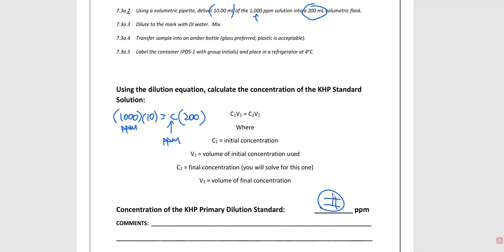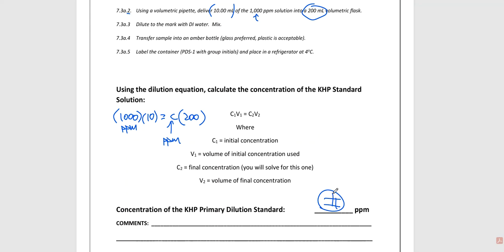If it was 1,000 molarity, my answer is in molarity. If it was 1,000 normality, my answer would be in normality. If it was 1,000 part per billion, my answer would be in part per billion. The units have to match on both sides of this equation.